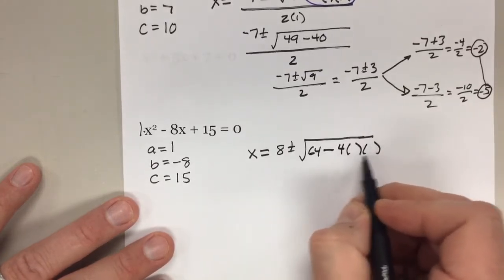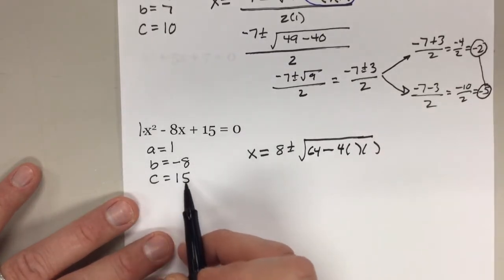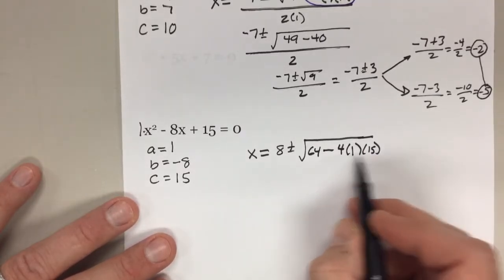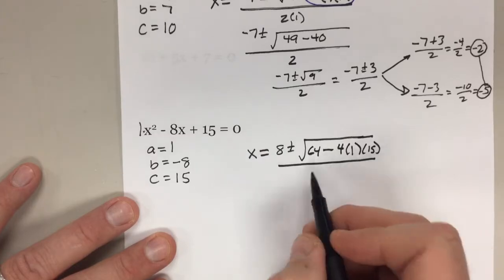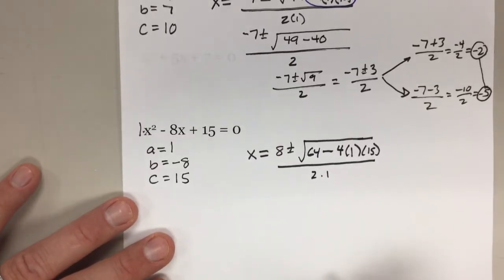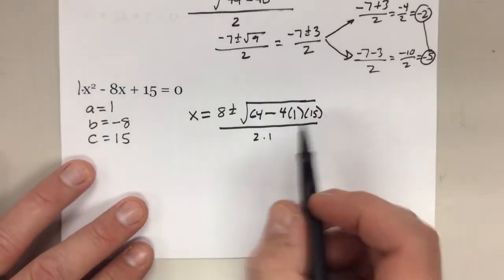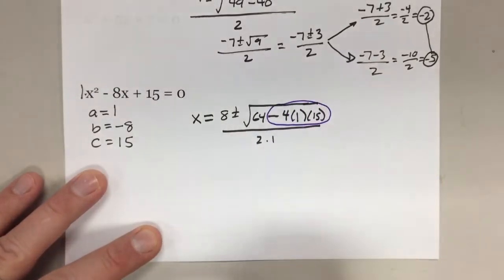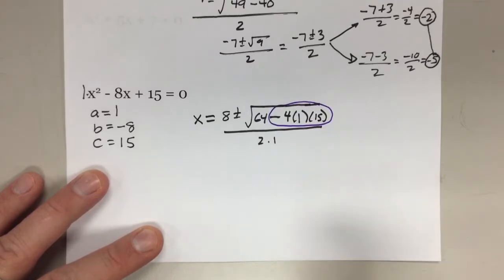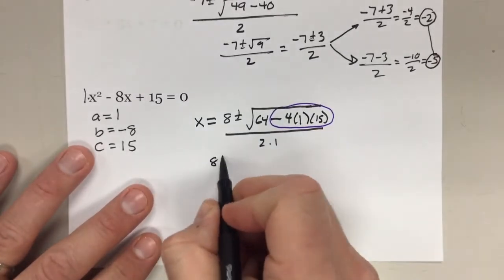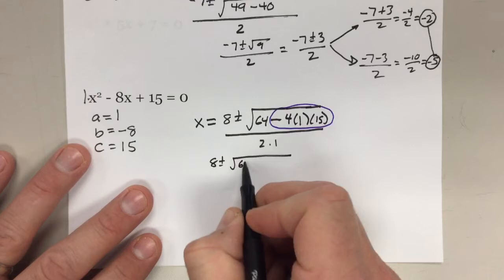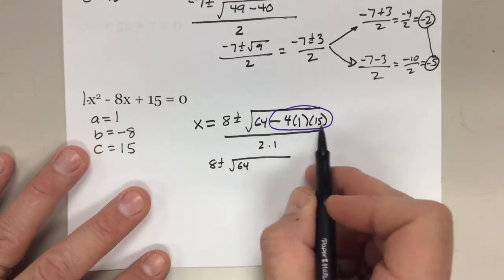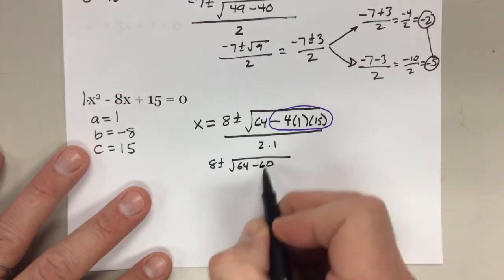And then I have to multiply by a and c. So a is 1, c is 15. I like to use parentheses to keep it all straight. Then divided by 2 times a. So now remember, we're doing the middle first, and we treat this like a multiplication problem. So the 8 plus or minus stays, the 64 stays, and I go negative 4 times 1 times 15. You can do it on your calculator, it's negative 60.